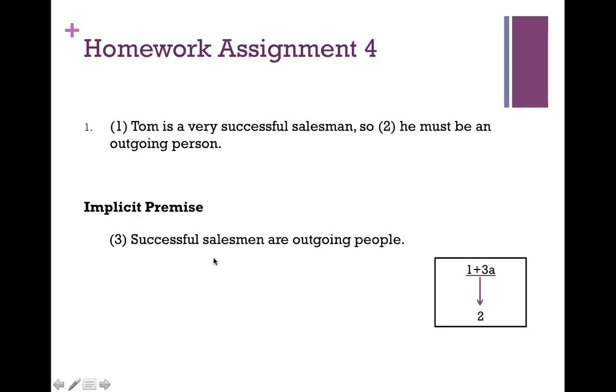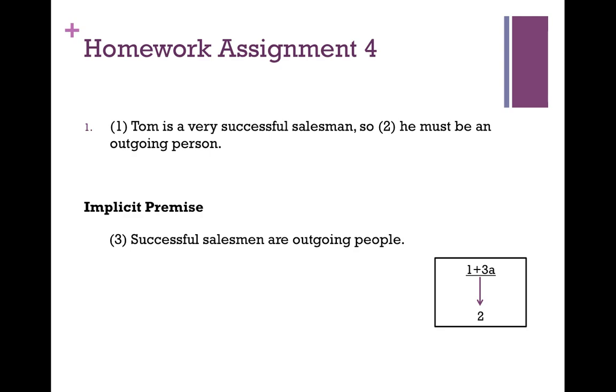Would you say only? I don't know if that would quite work. You'll only be a successful salesman if you're an outgoing person. All of those are equivalent expressions. Or, I shouldn't say equivalent, but all of those are acceptable. So there's a wide range here.